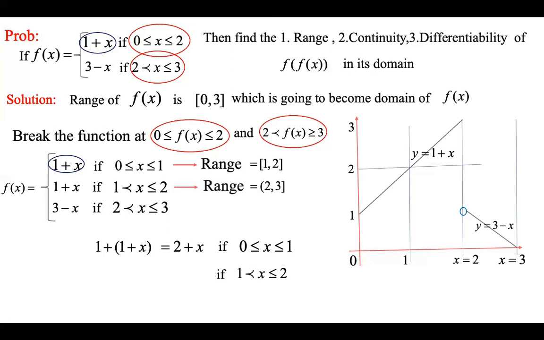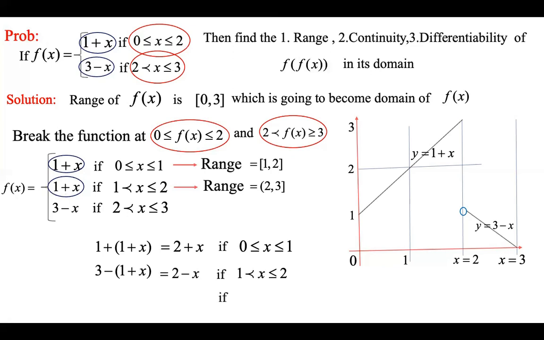Therefore, the second piece is going to become 3 minus x. So the first piece is 1 plus x, which is supposed to be composed with 3 minus x. So that is 3 minus (1 plus x). So this is nothing but 2 minus x.